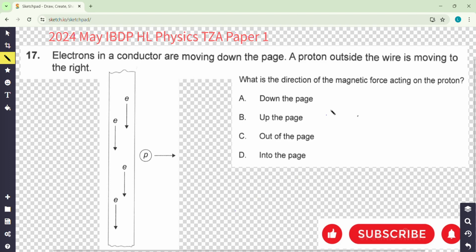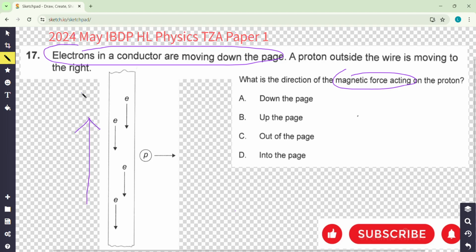Question 17 is about magnetic force acting on the proton. So look at here, the magnetic force is caused by the electron moving in the conductor. First of all, the electron is moving down, so the conventional current goes up. By the right hand grip rule, you know that the magnetic field circulates around the current in this direction. So on this right hand side, the magnetic field is into the paper.